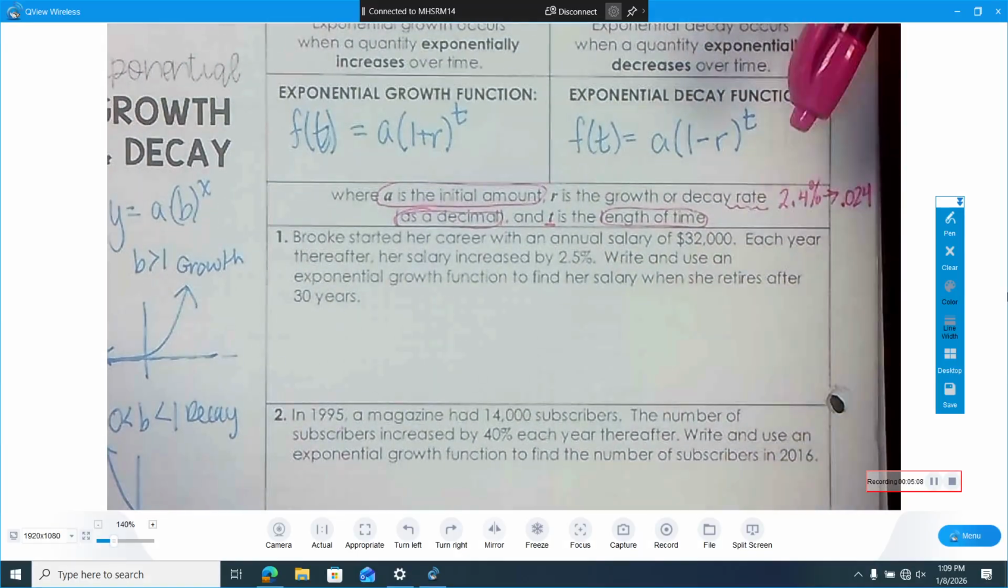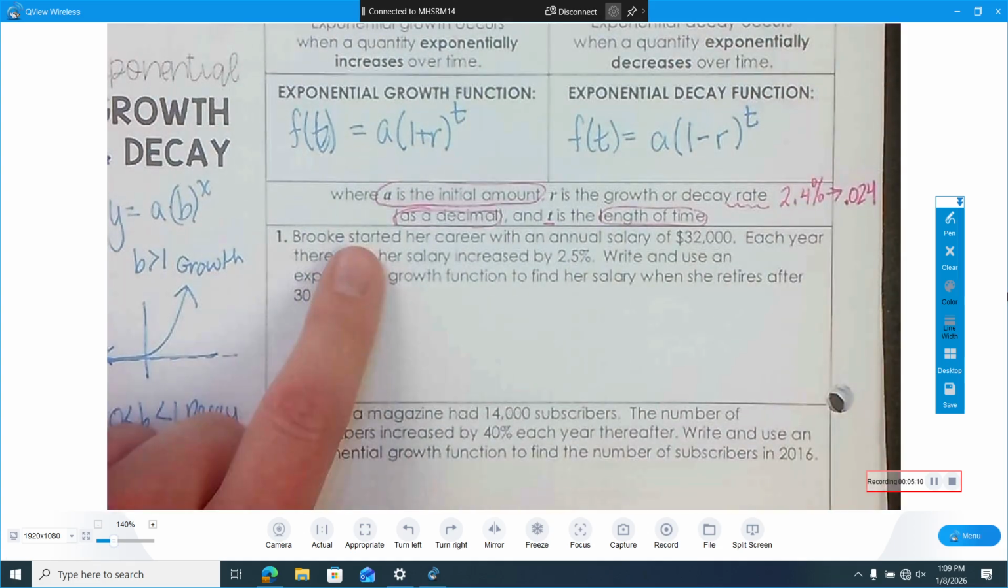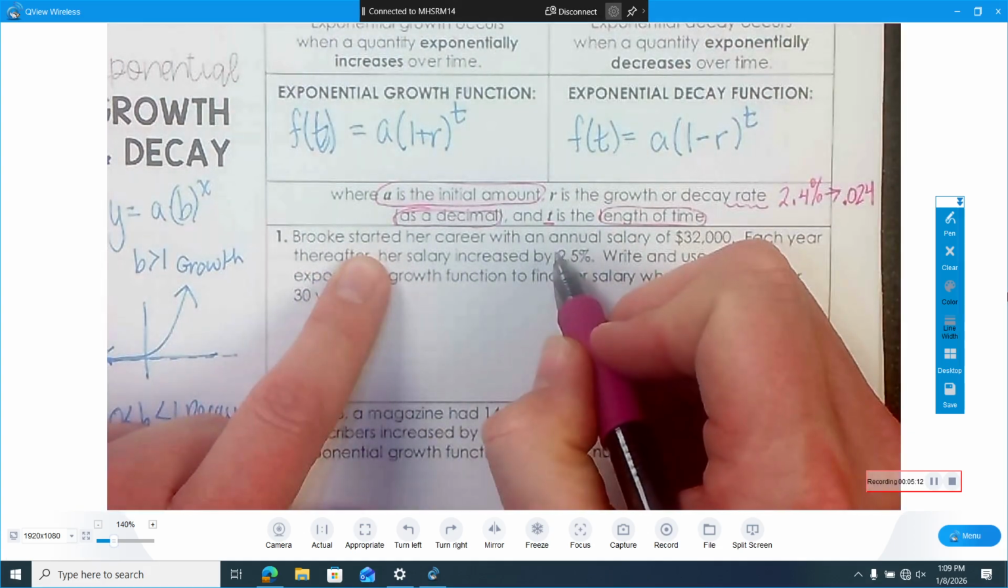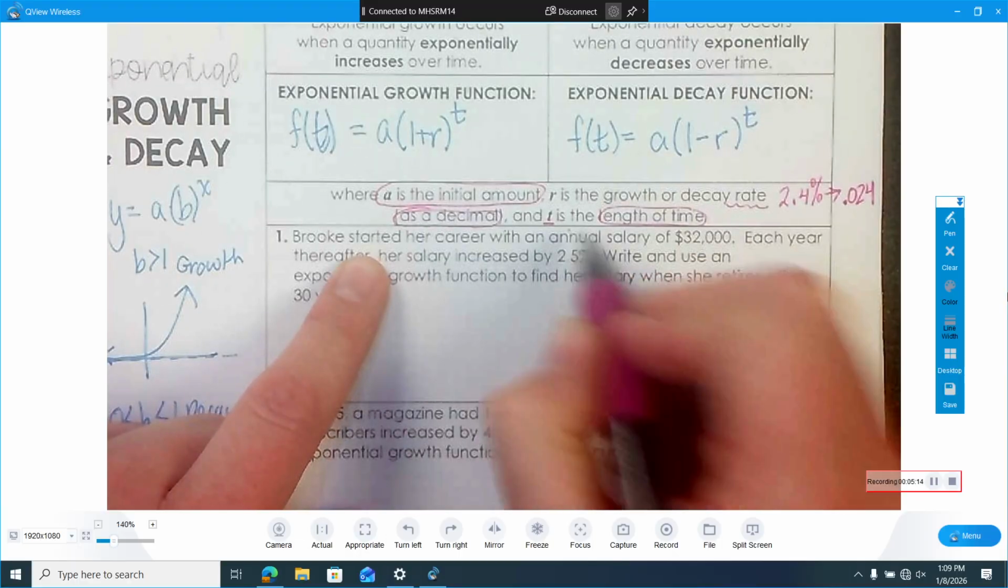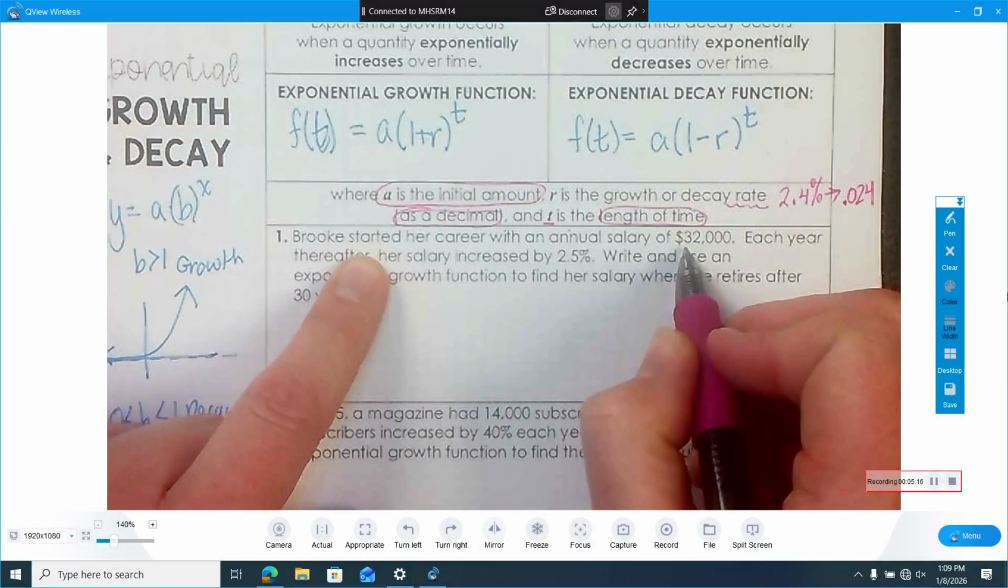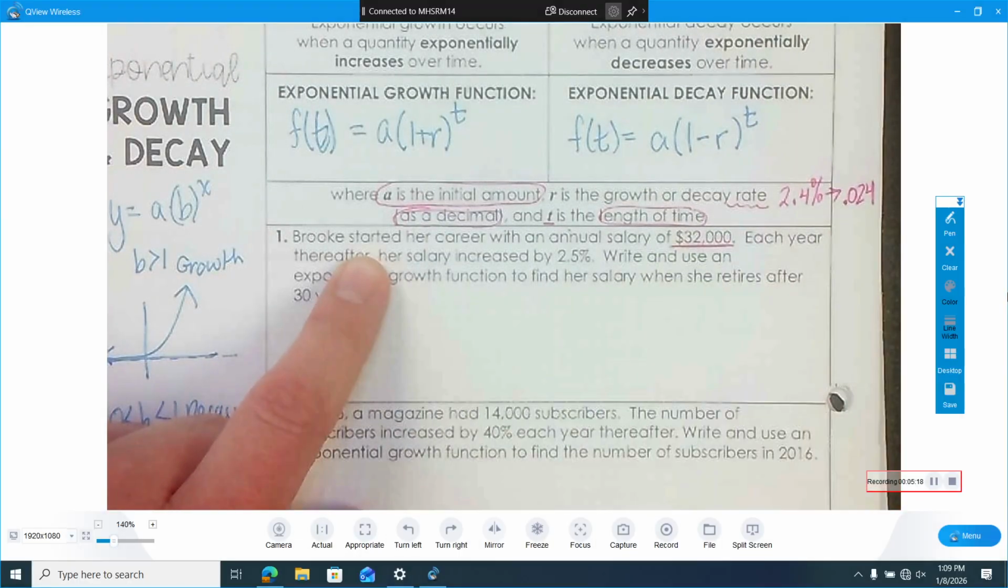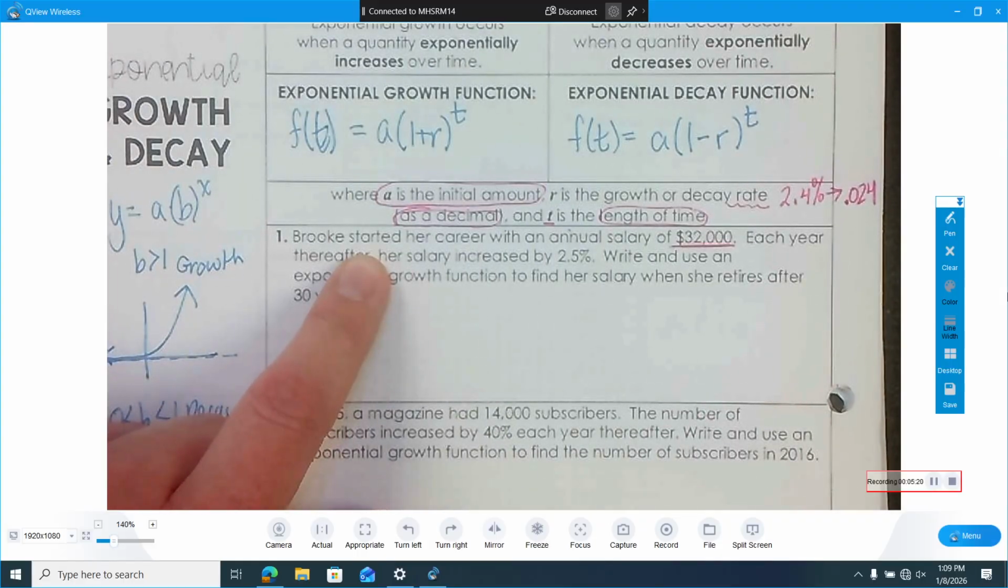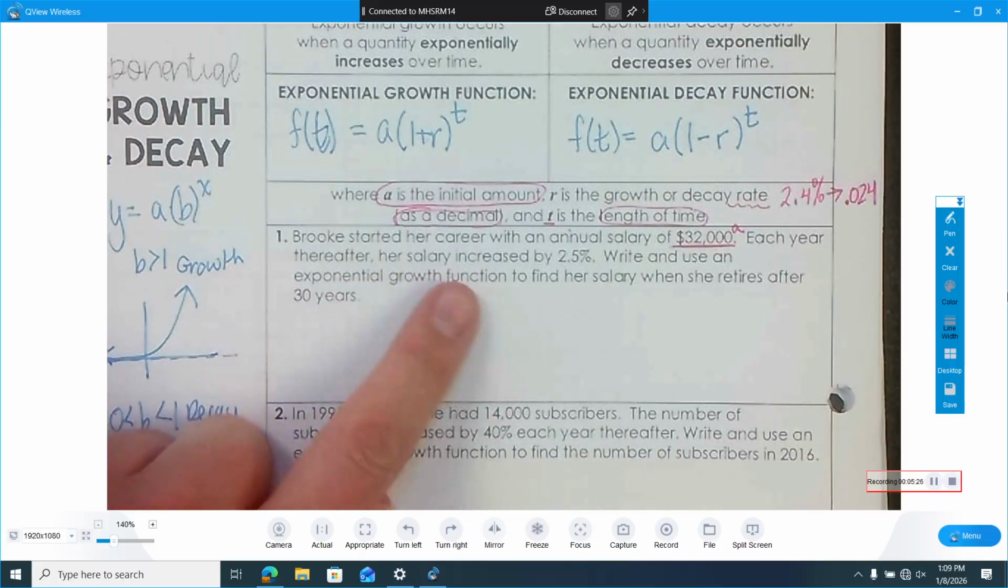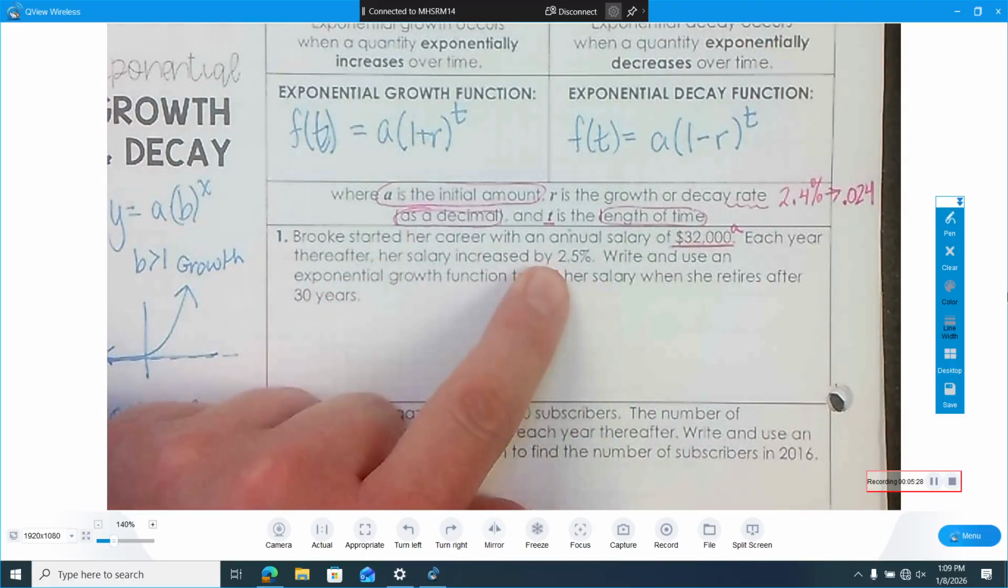So let's look at number 1. Brooke started her career with an annual salary of $32,000. What do you suppose that's going to be in our formula? The initial amount. That's the A. That's the initial amount. Each year thereafter, her salary increased by 2.5%. What's the 2.5% going to be?